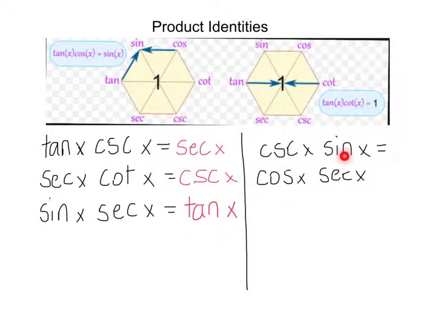Cosecant times sine. They're on the diagonal. They equal the 1 in the middle, literally 1. And then cosine times secant. There's cosine, there's secant. Again, they equal 1 in the middle.